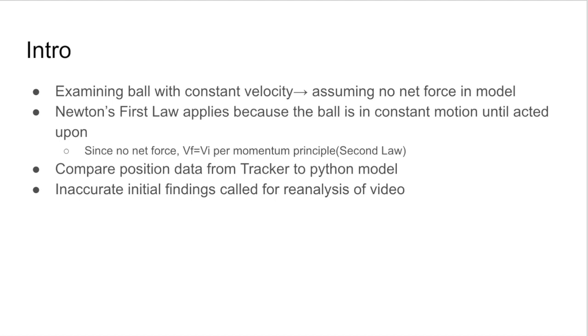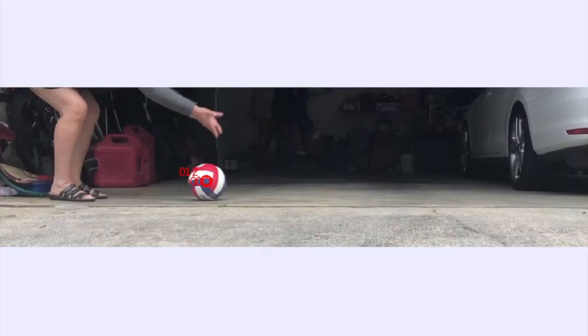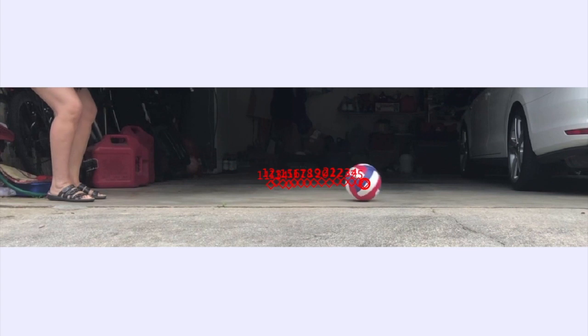In this lab, we gather position data from Tracker, then use this data to create a model in GlowScript to predict the position of the ball. My first set of data wasn't completely accurate, so I went back and gathered position data from Tracker starting at a later frame and got more accurate results. Here is my original video, with the position points plotted for data.